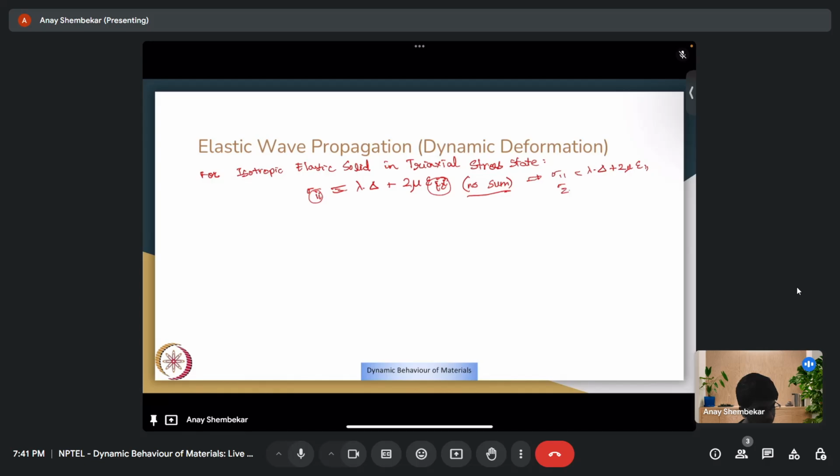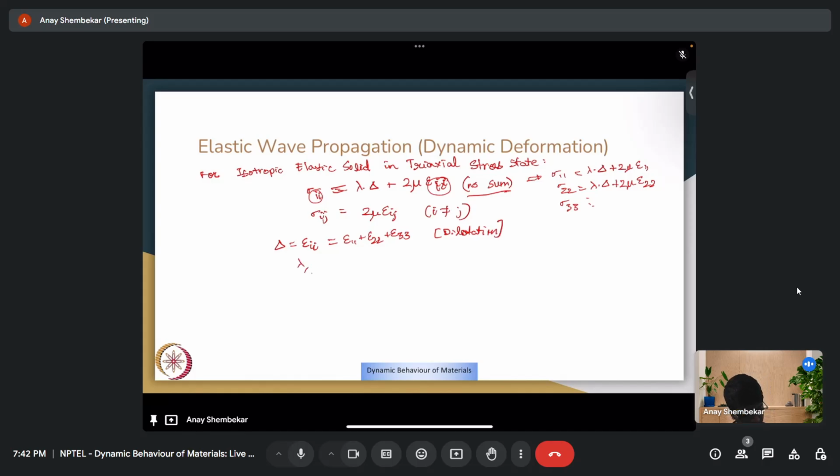Sigma 22 is equal to lambda delta plus 2 mu epsilon 22, and the same for sigma 33. This is what we get instead of sigma 11 plus sigma 22 plus sigma 33 on the left hand side, and similar terms on the right hand side. And for the shear component, you have 2 mu epsilon ij, where i is not equal to j. We can define delta is equal to epsilon ii. This is a sum, so I'll just write it as epsilon 11 plus epsilon 22 plus epsilon 33. This is also called the dilatation. And generalized Hooke's law uses Lame's constants lambda and mu.